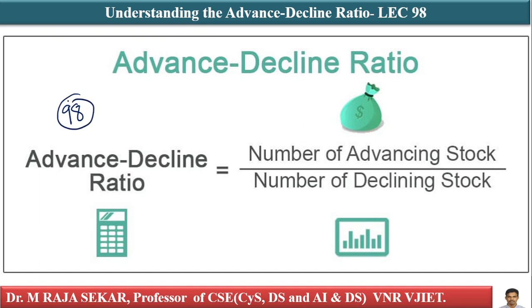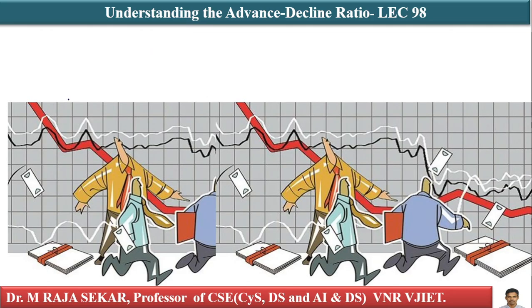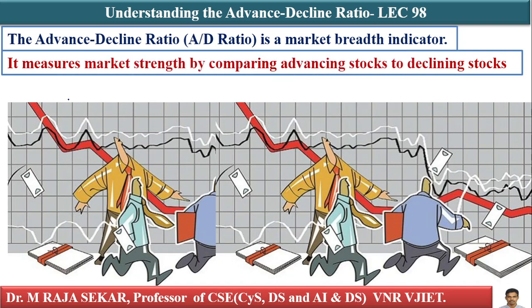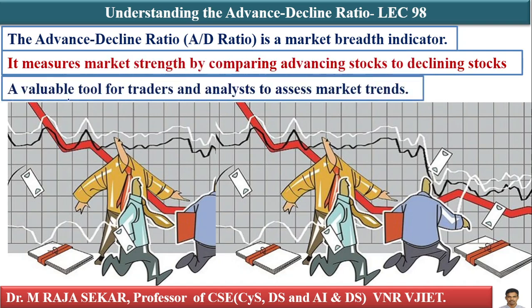In this lecture, we will try to understand advance decline ratio. What is this advance decline ratio? The advance decline ratio, that is ADR, is a market breadth indicator that measures the overall strength of the stock market by comparing the number of advancing stocks to declining stocks over a given period. It helps traders and investors to assess the underlying market trend and momentum.